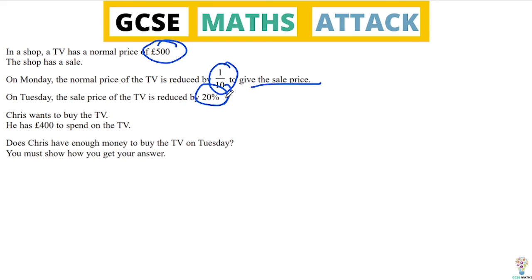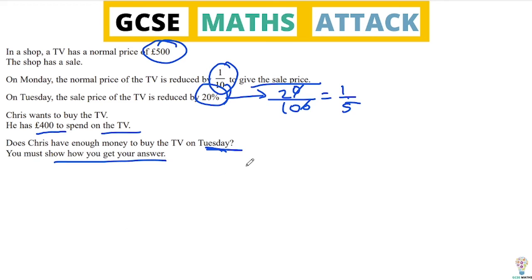Now that's not a fraction, but we can convert it to a fraction. We know that 20% is 20 out of 100, which is 2 out of 10, which is another way of saying 1 out of 5. Chris wants to buy the TV. He has 400 to spend on the TV. Does Chris have enough money to buy the TV on Tuesday? You must show how you got your answer.